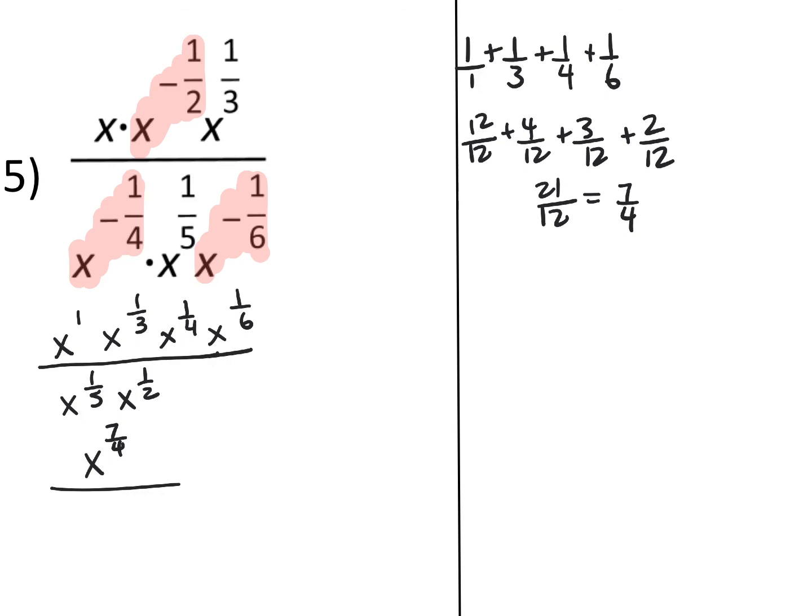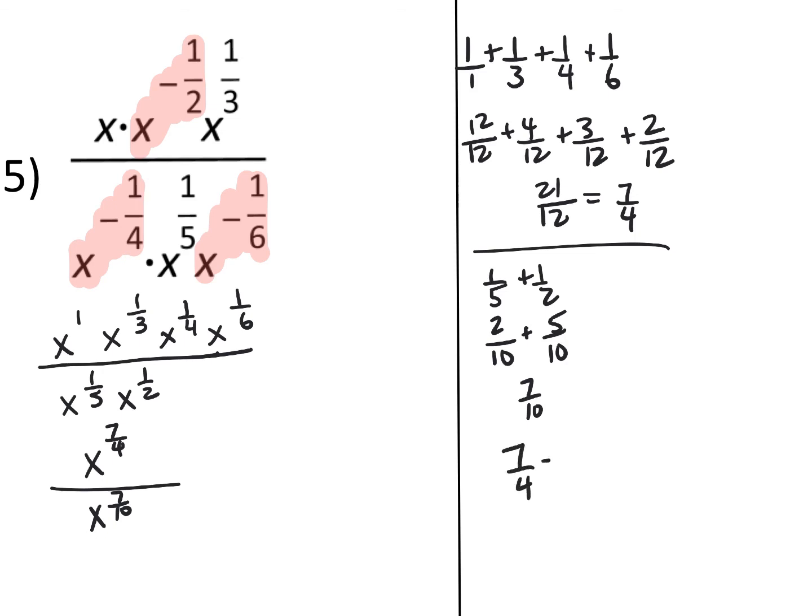Again, that's one where you may want to just take your calculator and your fraction button and go 1 plus 1/3 plus 1/4 plus 1/6. Then on the bottom, I need to go 1/5 plus 1/2. So those become tenths. This will be 2 tenths plus 5 tenths is 7 tenths. So on the bottom, I have x to the 7 tenths. And then I need to subtract 7/4, take away 7 tenths.